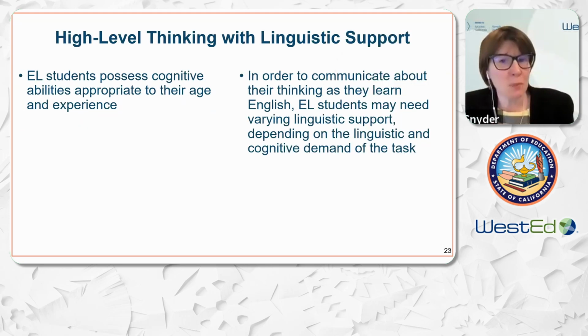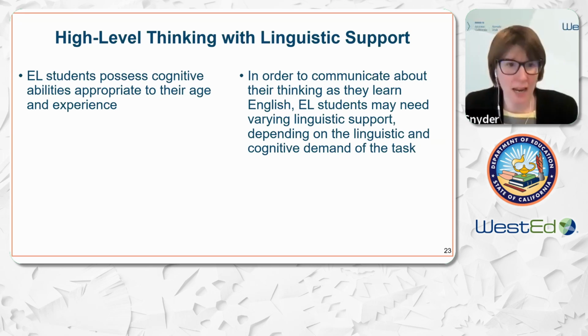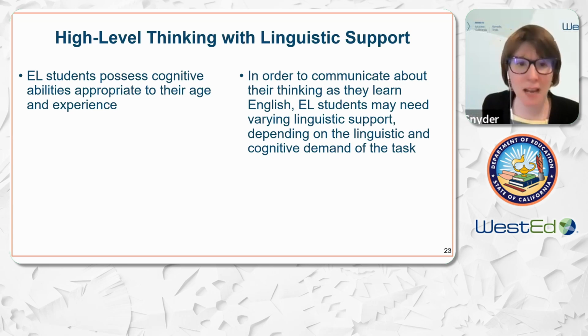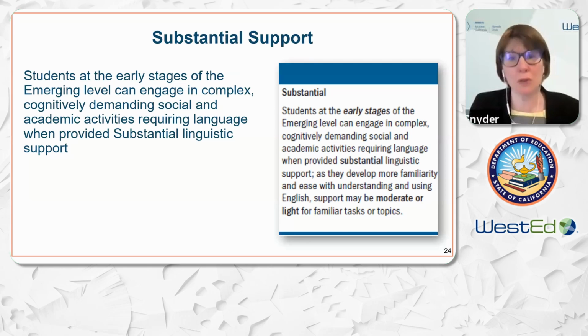EL students possess cognitive abilities appropriate to their age and experience. In order to communicate about their thinking as they learn English, EL students may need varying linguistic support depending on the linguistic and cognitive demand of the task. Students at the early stages of the emerging level can engage in complex, cognitively demanding social and academic activities requiring language when provided substantial linguistic support. As they develop more familiarity and ease with understanding and using English, support may be moderate or light for familiar tasks or topics. The image on the screen shows the substantial support section from the chart.